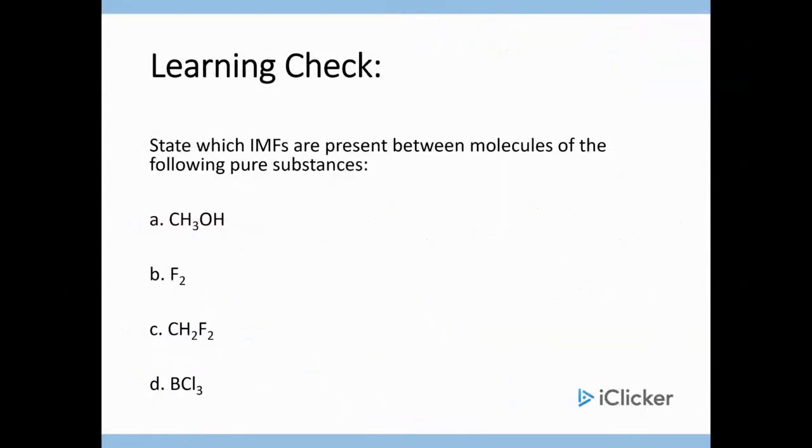Okay, I think we've got a learning check next. Yes. So it's not gonna be an iClicker. I said we won't do iClickers today. But for these 4 molecules here, your goal is to state not which IMFs, but state the strongest IMF present between molecules of the following pure substances.